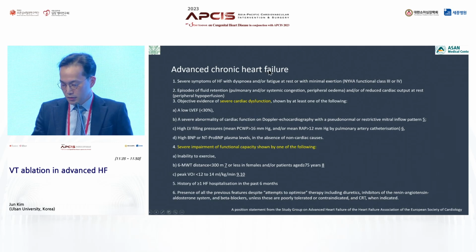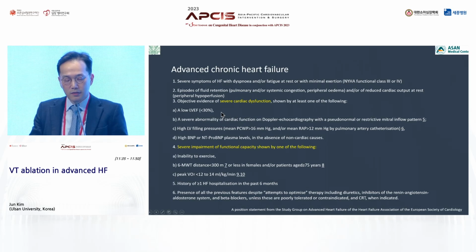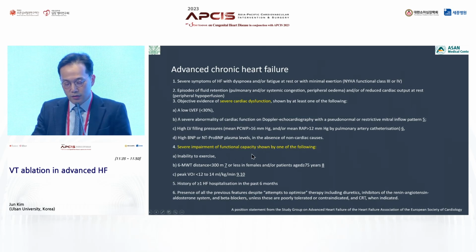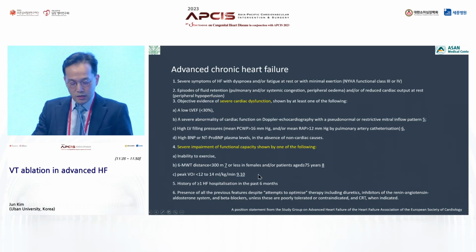And there is a definition in the guidelines for advanced chronic heart failure, and they are functional class 4 symptoms, and there must be severe cardiac dysfunction defined as a low ejection fraction and severe impairment of functional capacity, such as inability to exercise or VO2 max less than 12 ml per kg per minute, or recurrent hospitalization over the last 6 months.